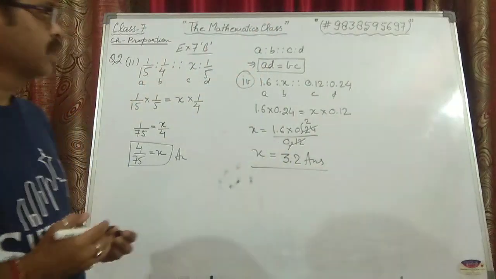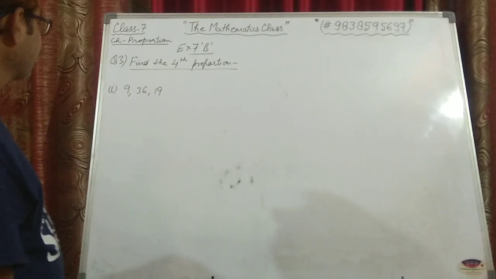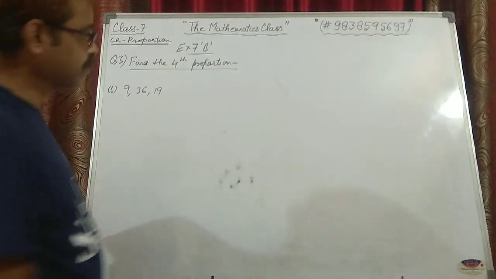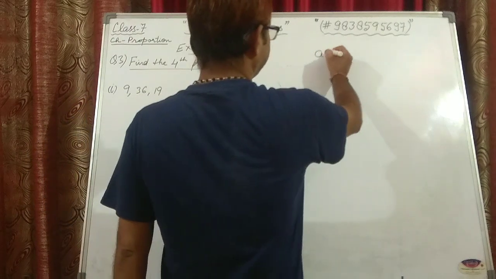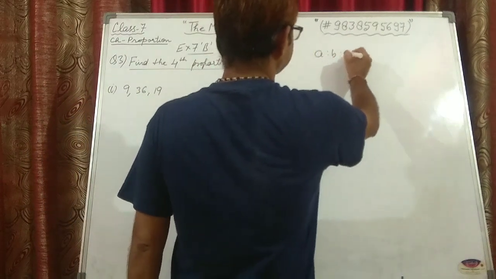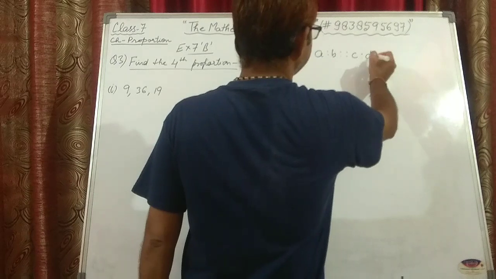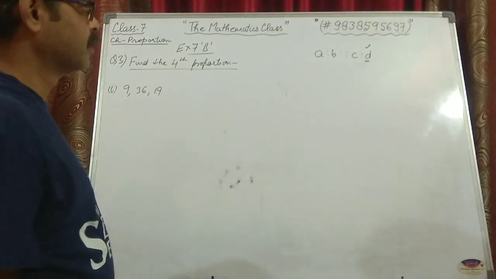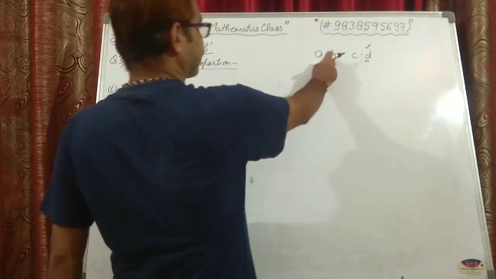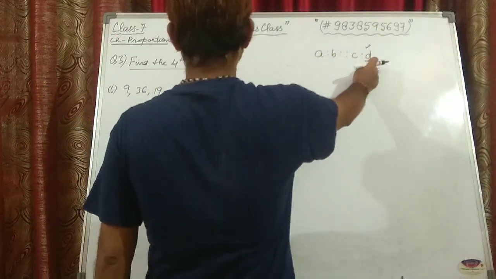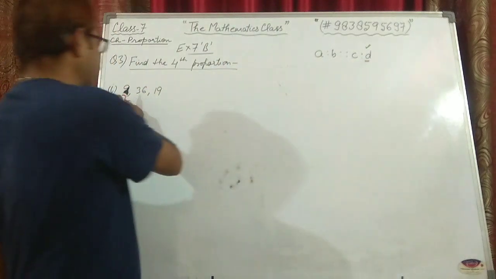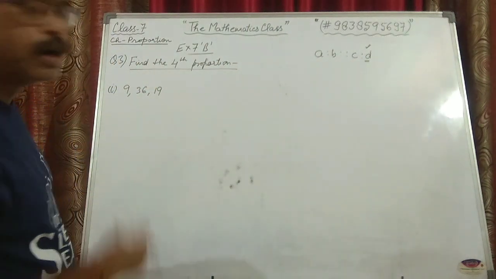Now we move on to the next question. In the third question they say find the fourth proportion, and we know that A is to B as C is to D. It means we have to find the value of D. First, second, third and fourth proportion. You can see there are 4 terms, but here there are only 3 terms. It means we have to find the fourth one.